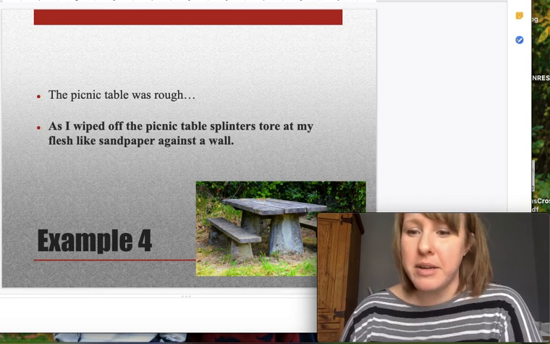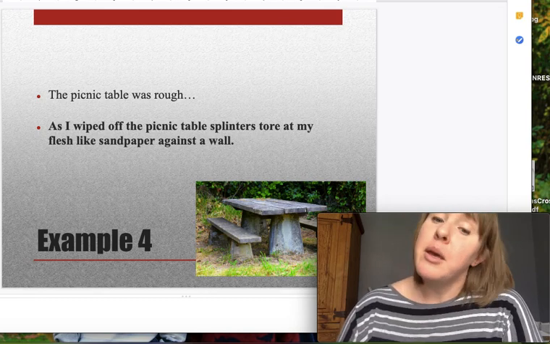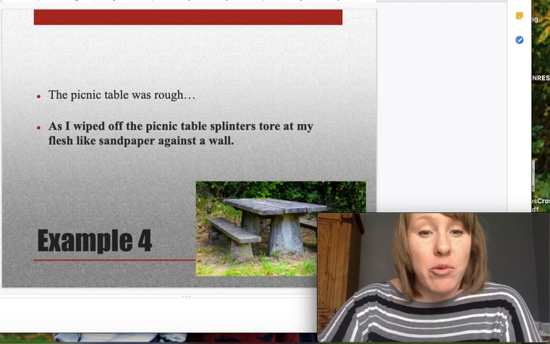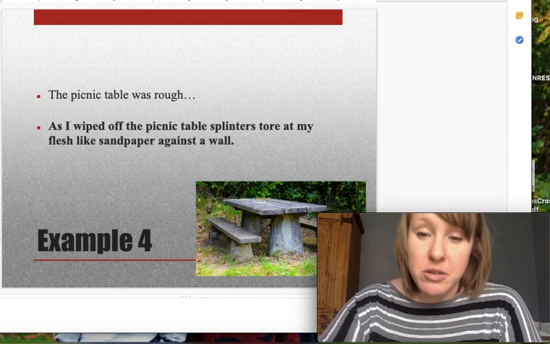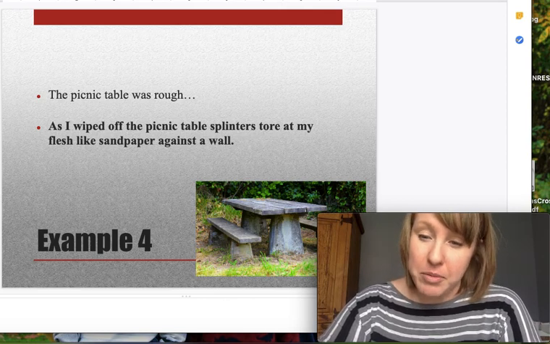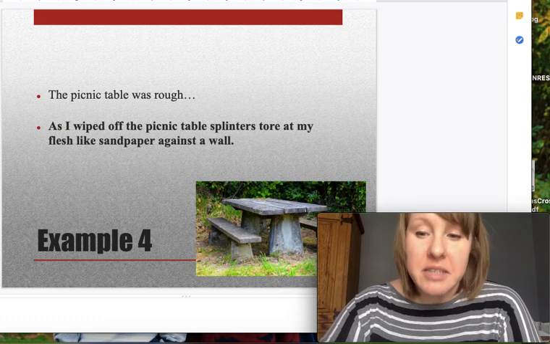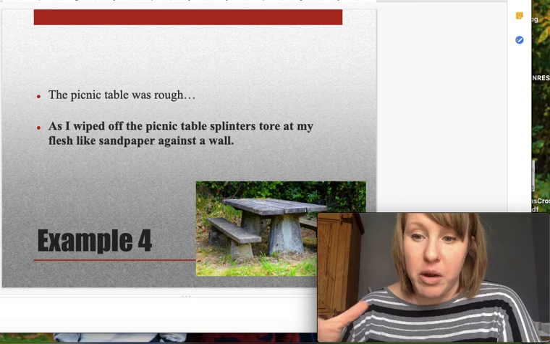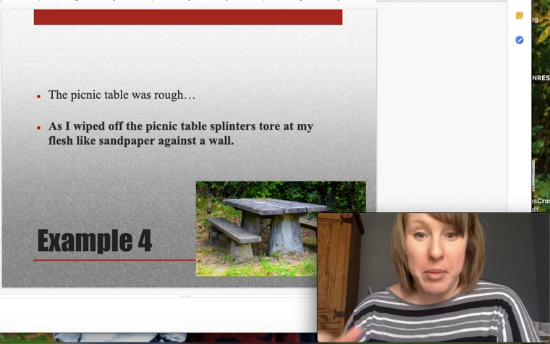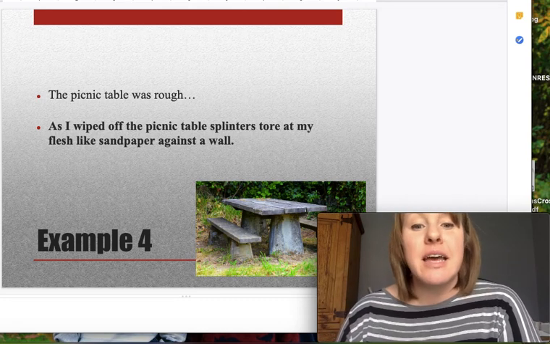When you go to sit down on a picnic table that's rough, you just don't enjoy it. But when you say, as I wiped off the picnic table, splinters tore at my flesh like sandpaper against the wall, it doesn't feel very good. You're probably sensing how gross your hands feel when you wipe off a picnic table. So again, there's that touch.